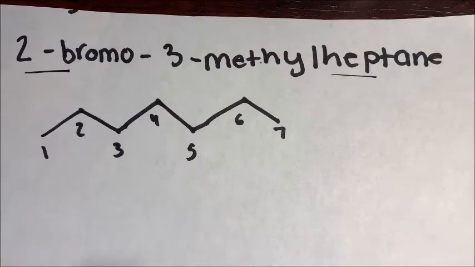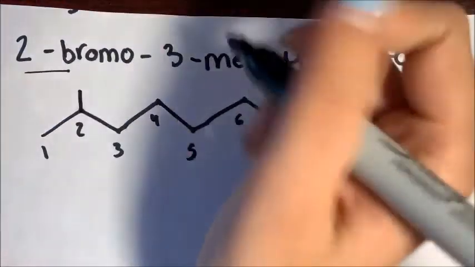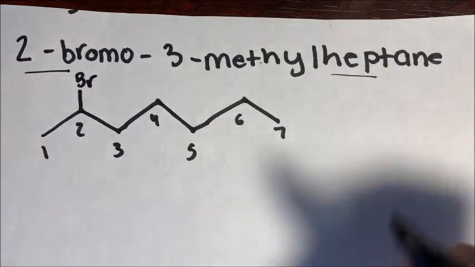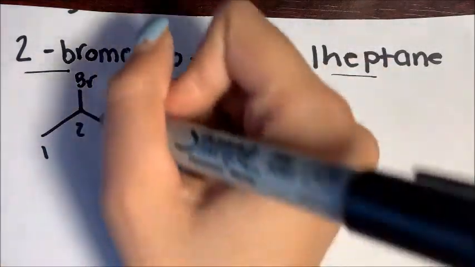We have 2-bromo, so that is a bromine on carbon 2. We can choose to start numbering from either side. We also have 3-methyl, so that is a methyl group on carbon 3, and this is our final diagram.